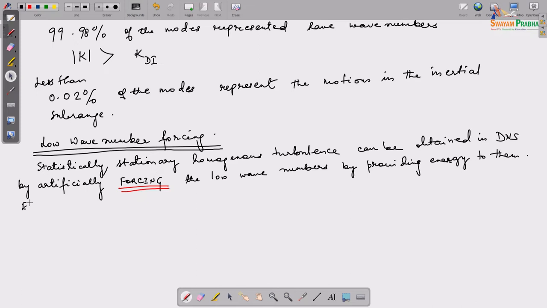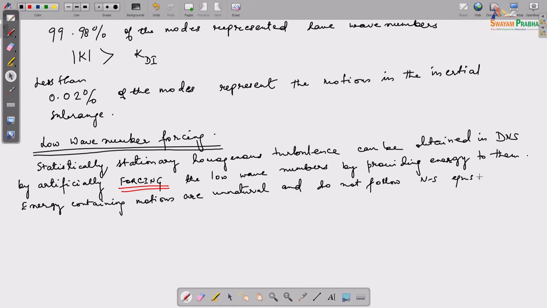So energy-containing motions are unnatural and do not follow Navier-Stokes equations. And like I said, this doesn't really solve the whole turbulent flow domain completely, but it gives us some information.